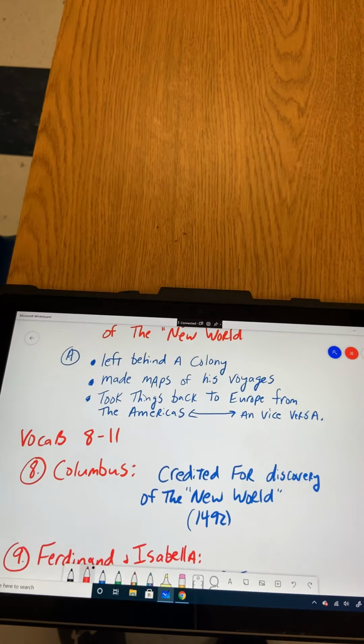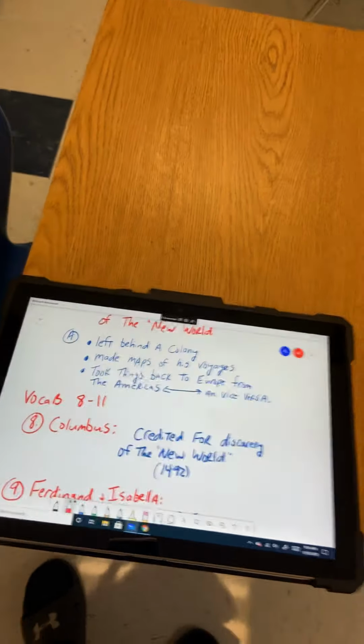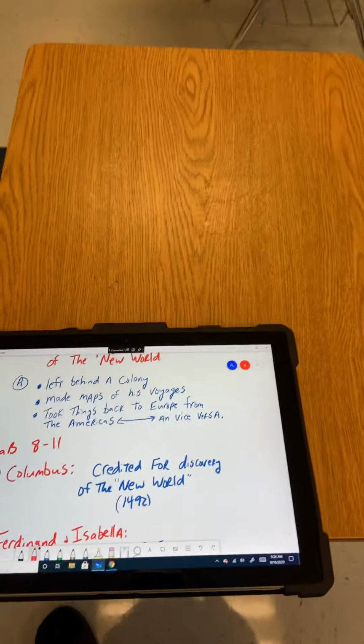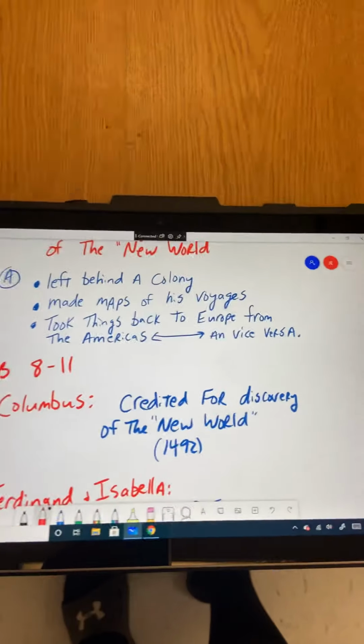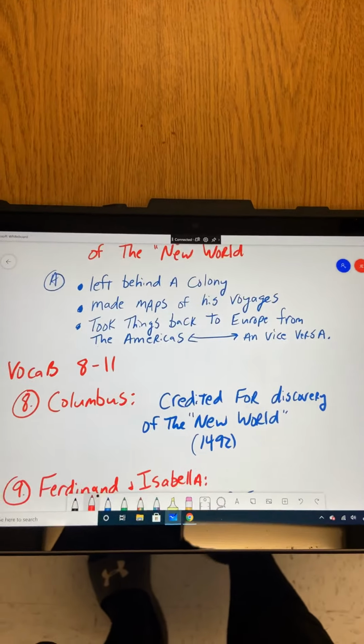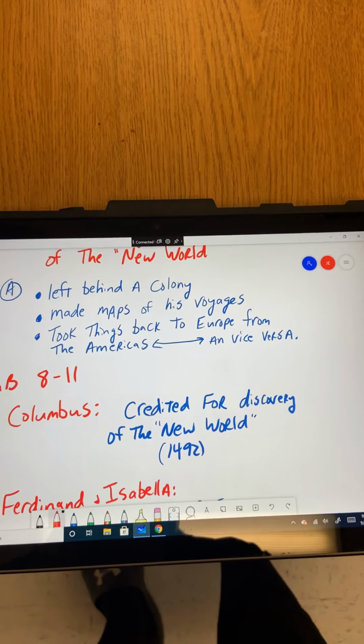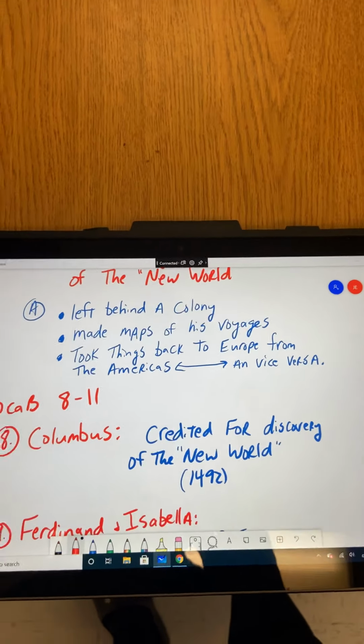We could write down many things about him. We could write down that he died lonely and depressed. We could write down that he was a famous explorer. But the thing that I want you to note for our unit here is that he's the explorer that gets credited for discovering this whole new world.